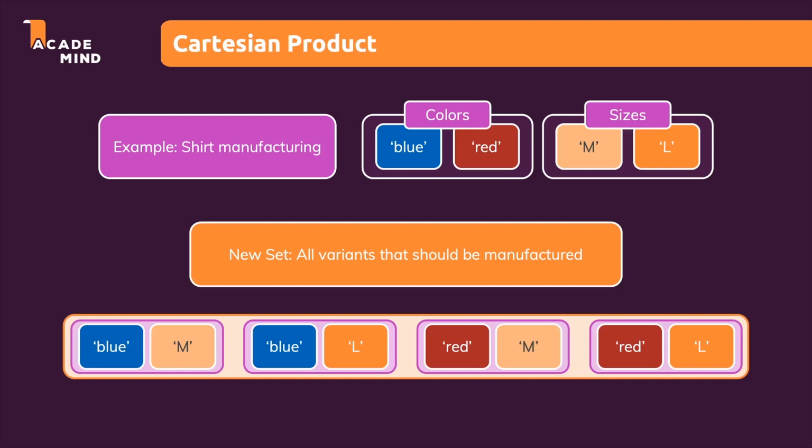Let's write a program, a function that is able to basically multiply two arrays with each other and give us this new array where we have all the combinations as nested arrays.